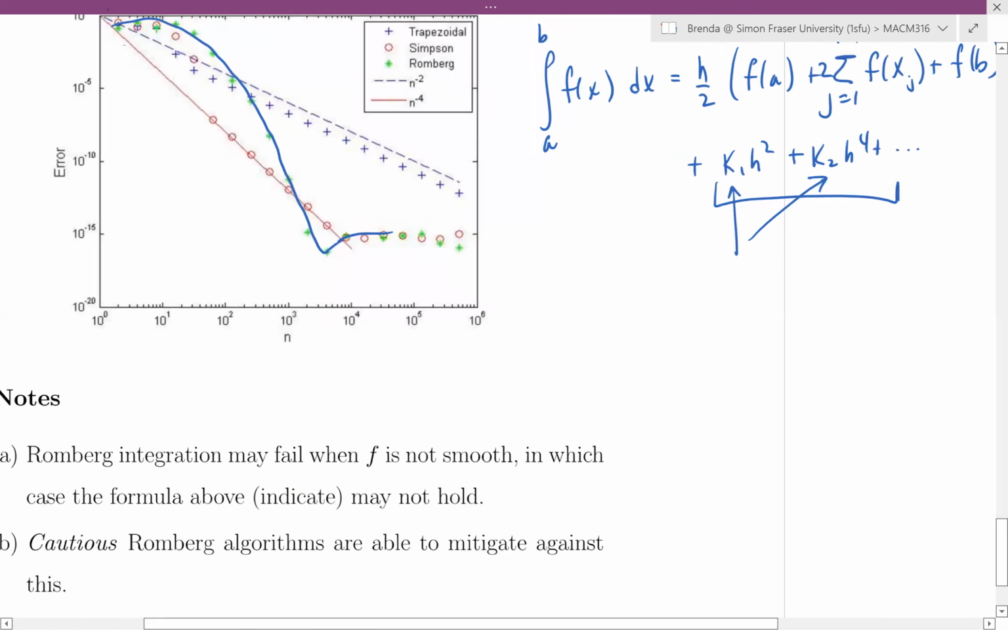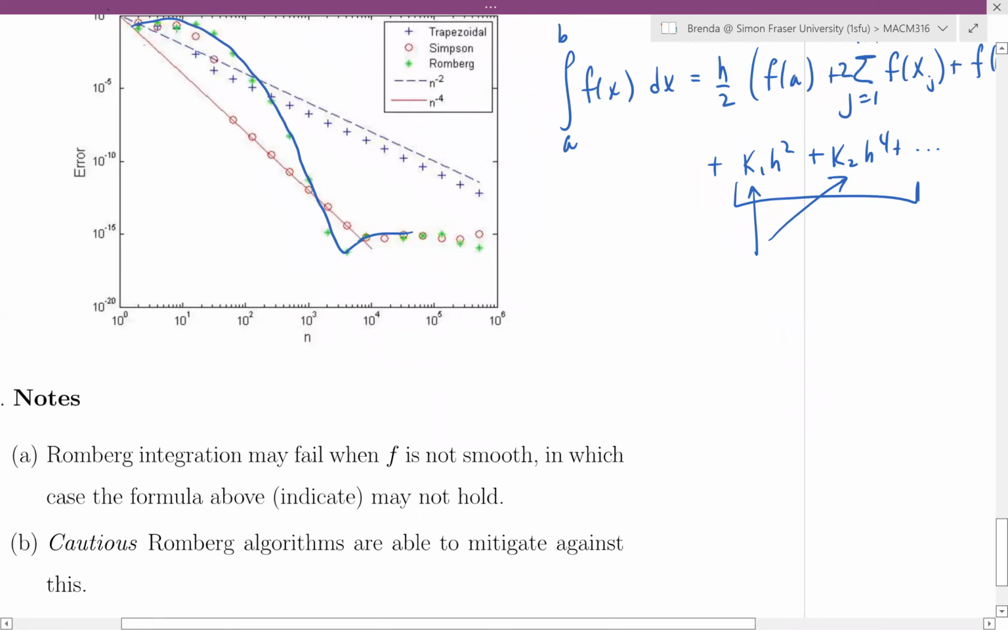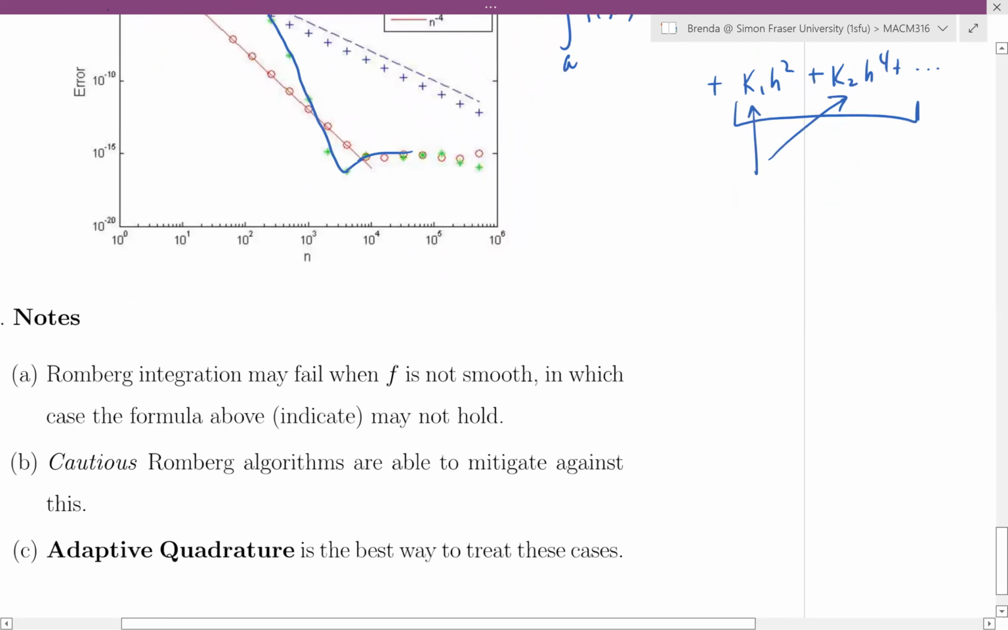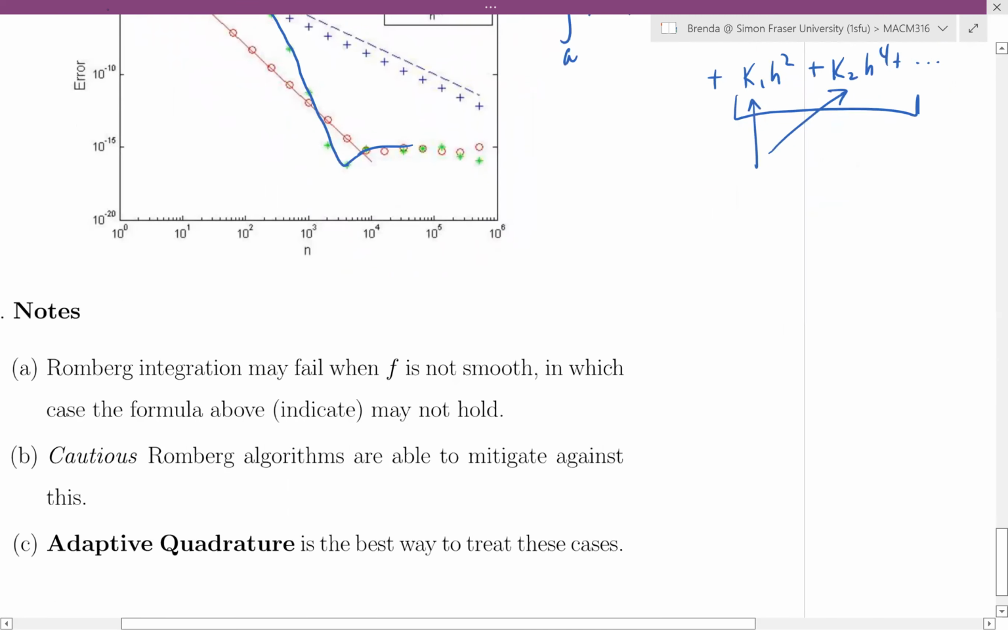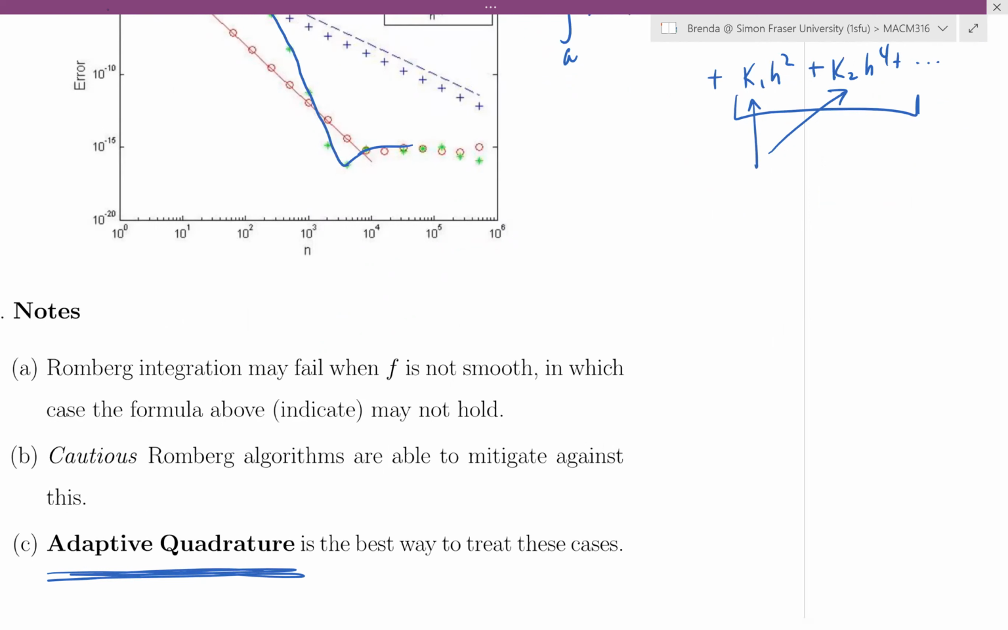Romberg integration may fail when the function is not smooth. The formula is then on hold. So there are more cautious algorithms, and you put a little bit more intelligence into it to try to mitigate that kind of problem. And the key idea here is going to be this idea of adaptive logic, which means we're going to move the nodes to where the function is changing fast.